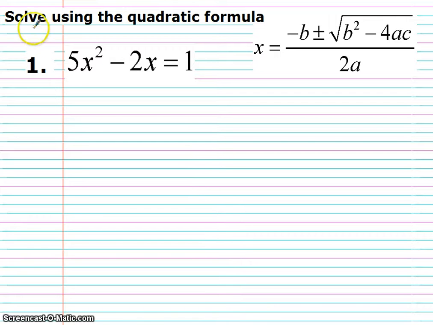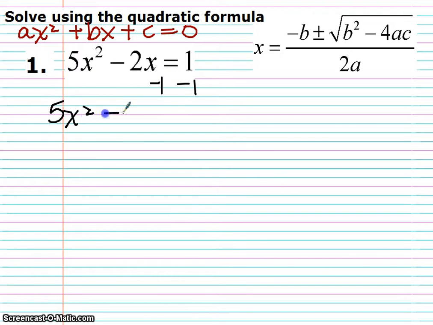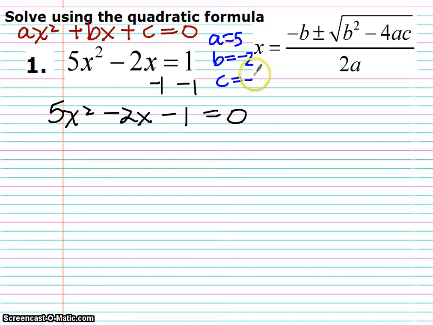Now, standard form of a quadratic equation is ax squared plus bx plus c equals 0. So what's wrong with ours is it's not equal to 0. So we're going to start by subtracting 1 from both sides so that it will be equal to 0. We get 5x squared minus 2x minus 1 equals 0. And now I can identify a, b, and c. So a is 5, b is negative 2, and c is negative 1.